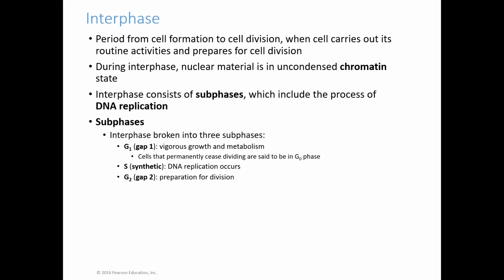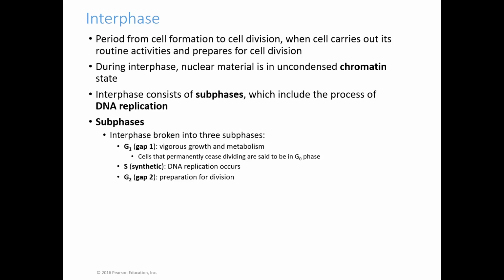If a cell doesn't divide, if a cell doesn't reproduce, it's in the G sub zero stage. Skeletal muscle cells don't divide. We have all the skeletal muscle cells we're ever going to have, so they are stuck in G sub zero. Nerve cells are stuck in G sub zero. They don't divide either. So the nerve cells we had at birth are the nerve cells we have now. So they are permanently stuck in this G sub zero state.